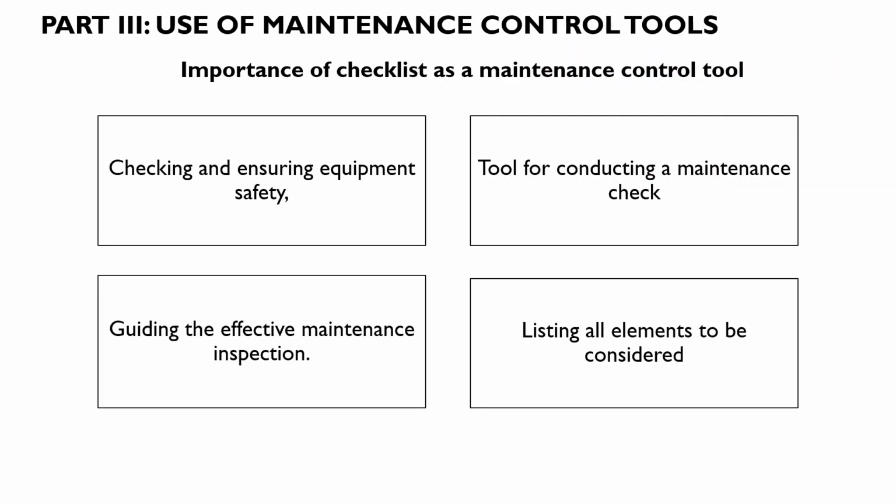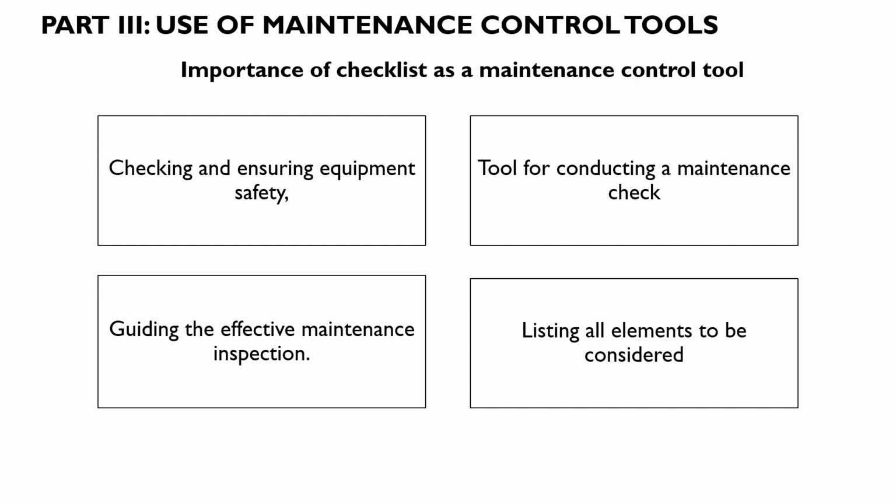Heading to the end, let us tackle the last part entitled Use of Maintenance Control Tools. Because of the human tendency to forget things due to limitations of memory, we use a maintenance checklist as one of the maintenance control tools. It is a list of information or material that helps us not to forget something and ensures that we perform all crucial steps. The use of a maintenance checklist is particularly highlighted due to the following importance.